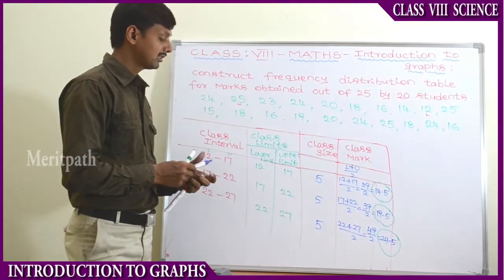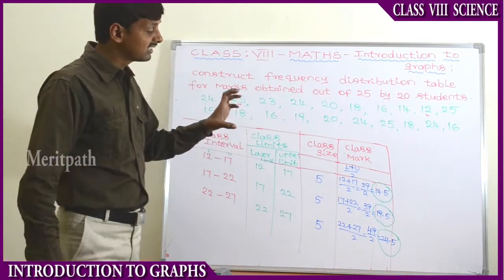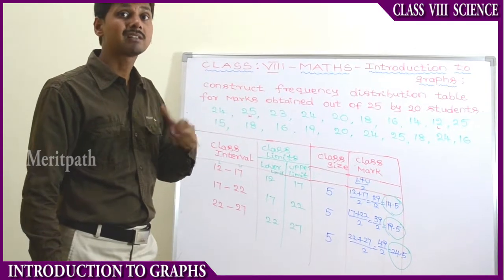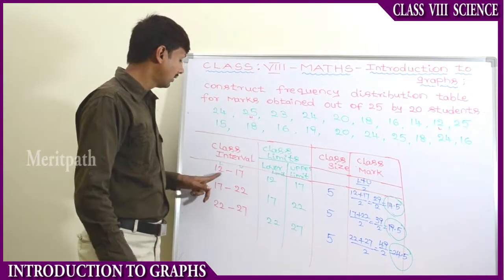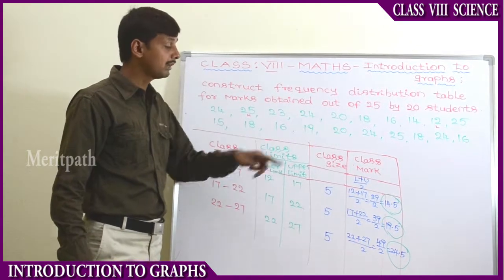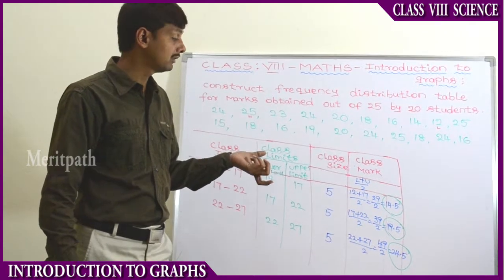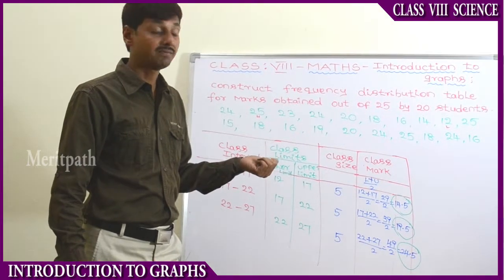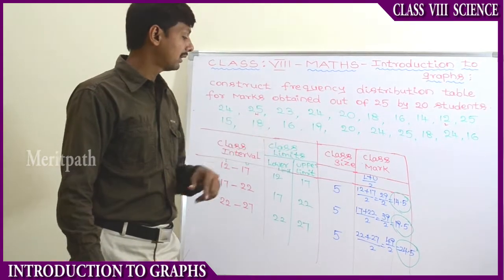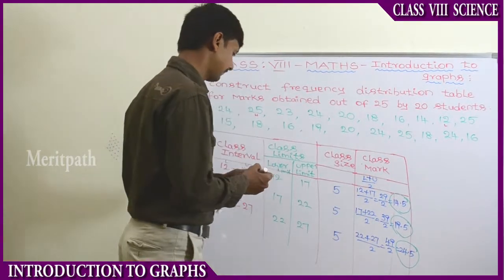When we observe these class marks, the difference between 14.5 and 19.5 is nothing but 5. It is the length of the class interval from 12 to 17, how much we have taken. And for 19.5 to 24.5, we find the difference and we get 5 as the difference. So that is the class interval. The next one is class boundaries.